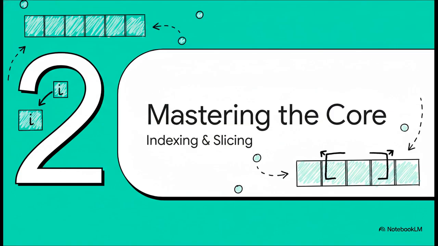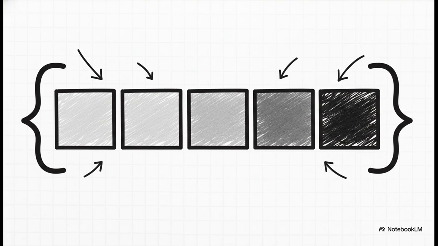Okay, so you've got your data locked inside this array. Now what? How do you actually pull out the specific bits you need? That's where indexing and slicing come in, and it's a skill you'll use constantly. All right, check this out. We've got a super simple array here to play with, just the numbers 10, 20, 30, 40, and 50.